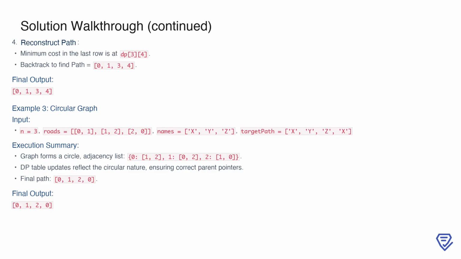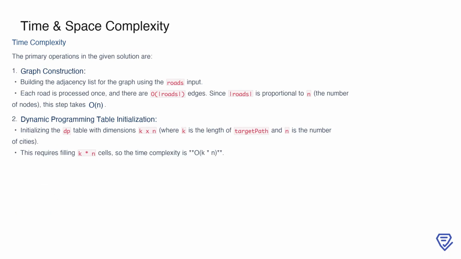To analyze the time complexity of this solution, we begin with the graph construction step. Here, we build an adjacency list from the given roads input. Each road is processed exactly once, and since the number of edges, denoted as roads, is proportional to the number of nodes n, this step runs in O(n) time.